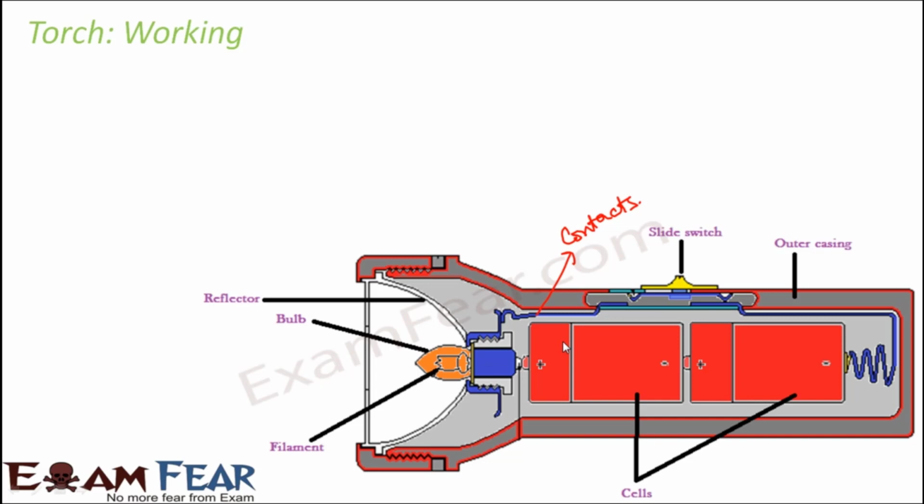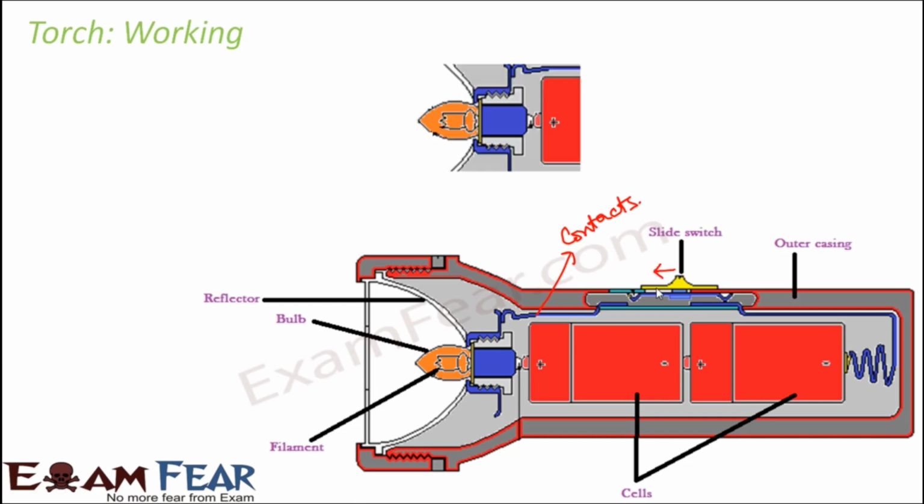Now let's see what happens when we switch on the torch and what happens when we switch it off. How do we switch on the torch? We just slide the switch. So let's say we have switched it on. When the torch is switched on, the battery is in touch with the bulb. If you see here, this is the bulb, and the bulb and the battery are in touch through these contacts. Again, this is a contact between the bulb and the battery.